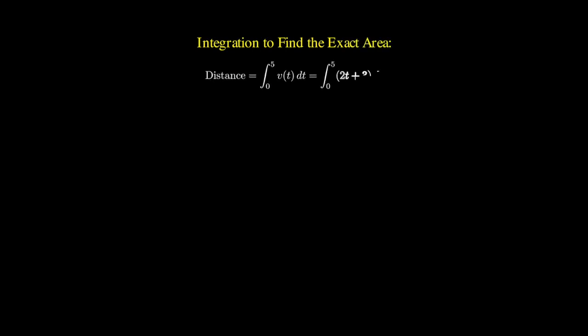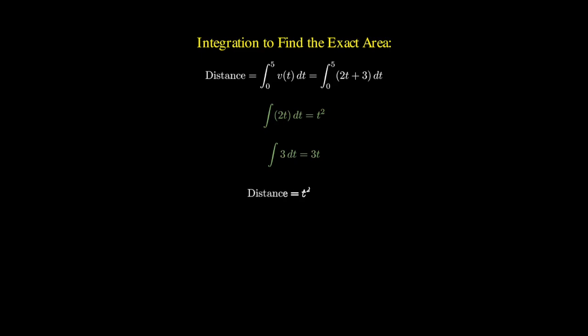The definite integral from t equals 0 to t equals 5 of v of t gives us the exact area under the curve, and therefore the exact distance traveled. Mathematically, we write distance equals the integral from 0 to 5 of v of t dt, which equals the integral from 0 to 5 of 2t plus 3 dt.